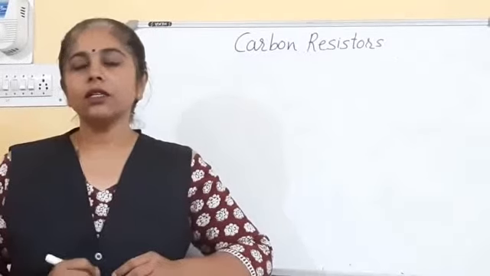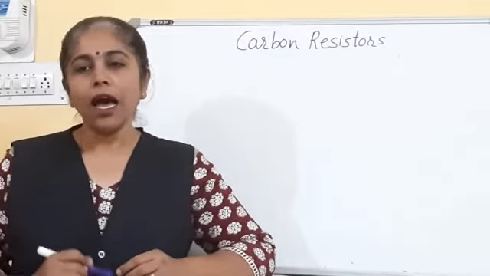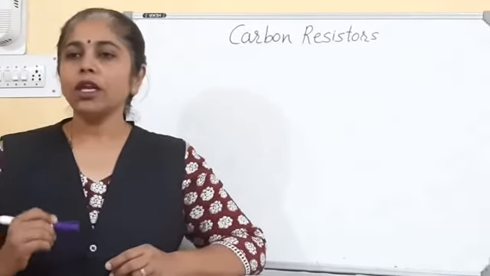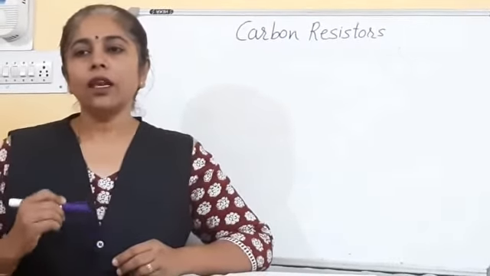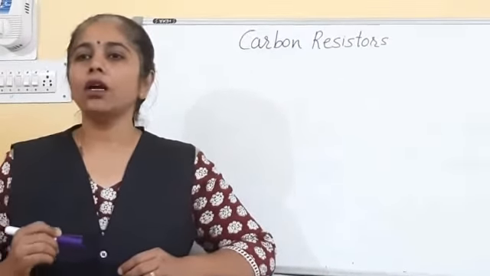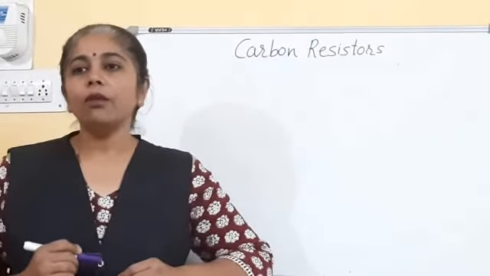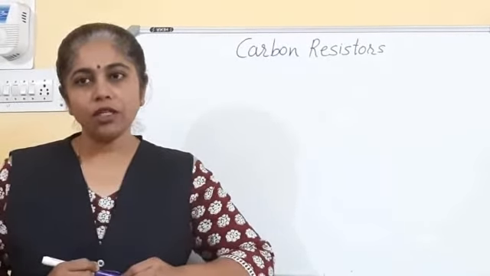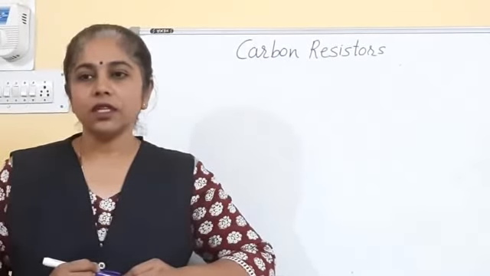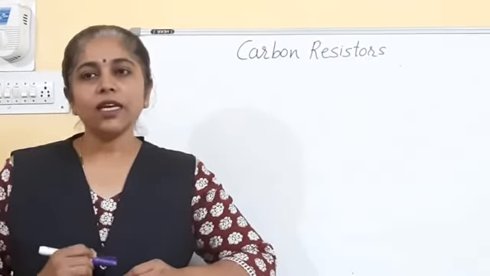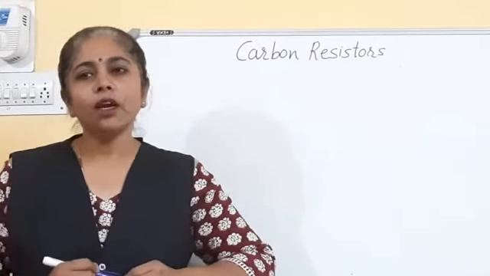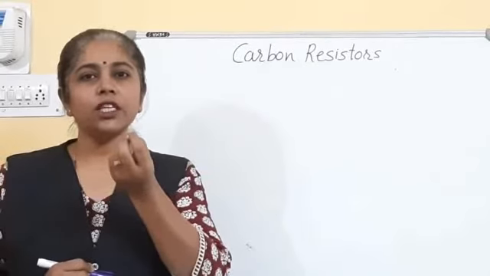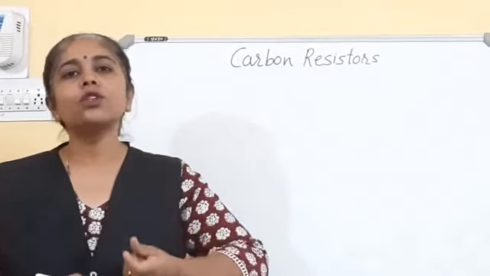So first we will discuss what is the need of carbon resistance. As in the previous class we have seen that the resistance depends on the length. So in any circuit, if you need a large resistance, then you need a long length of wire. That will make your circuit complicated. Now to avoid these complications, we use the carbon resistance. These carbon resistors are very compact. It is just like one wheat grain, and it is a two-terminal device.